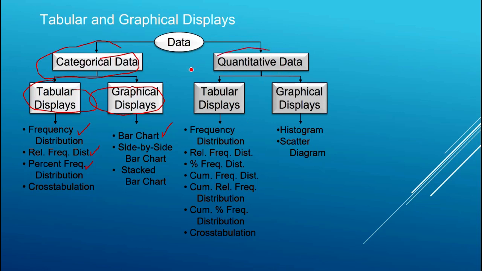And then we talked about quantitative data. With quantitative data, I want you to know about frequency distributions, relative frequency distributions, percent frequency distributions, cumulative frequency distributions, cumulative relative and cumulative percent frequency distributions. We also talked about histograms for a single quantitative variable. When we talked about the relationship between two variables, they could be categorical, quantitative, or some combination of the two. We've talked about cross-tabulation. We've talked about side-by-side bar charts, stacked bar charts, and scatter diagrams.